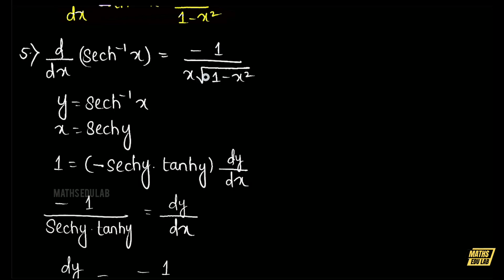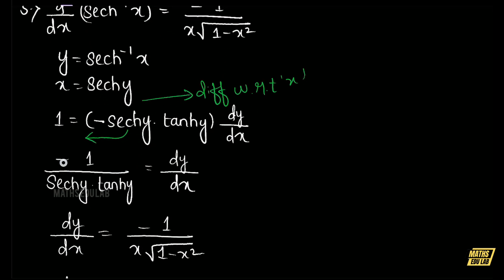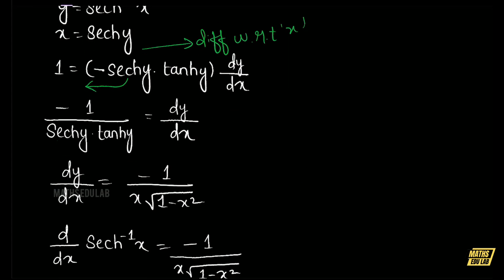Then it is given that the derivative of sech inverse x is minus 1 upon x root over 1 minus x square. By taking sech inverse x as y, we get the x value as sech y. Here also I have done the derivative with respect to x. On differentiating, the derivative of x is 1 and the derivative of sech y is minus sech y into tanh y dy by dx. Now take this value to the other side, we get minus 1 upon sech y into tanh y, which is equal to dy by dx.